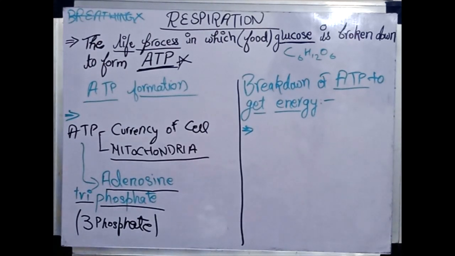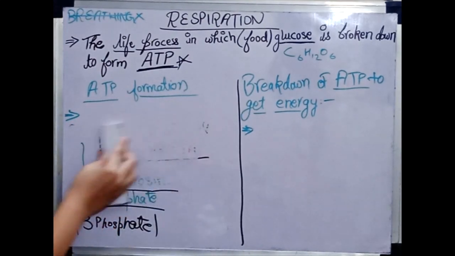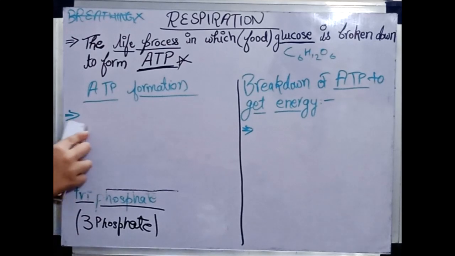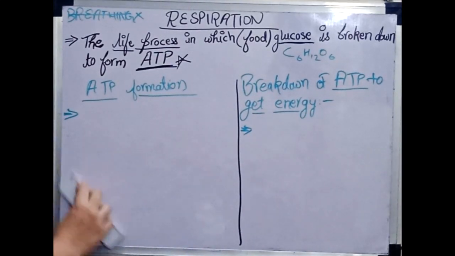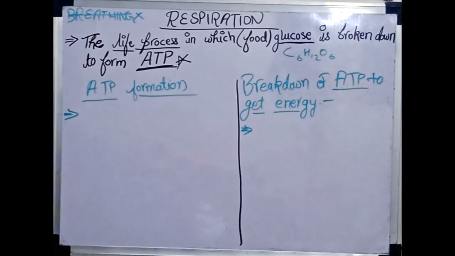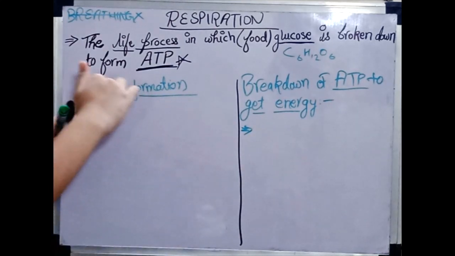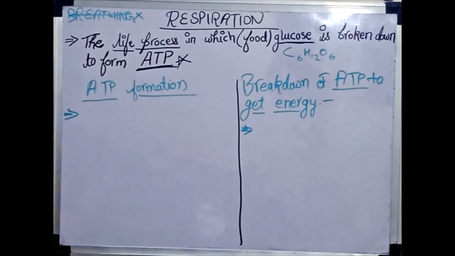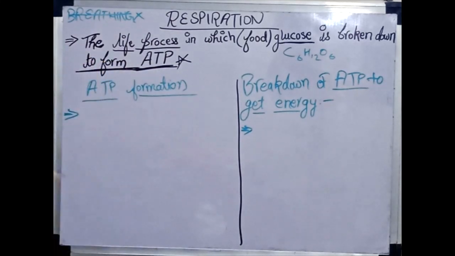Now let's come back to the topic. This was actually a recap only, because we learned about ATP in very detail in the previous classes as well. Okay. Now, formation of ATP and breakdown of ATP. Why have I characterized these in two things? If you look forward, respiration means to form ATP. ATP is formed here, right?